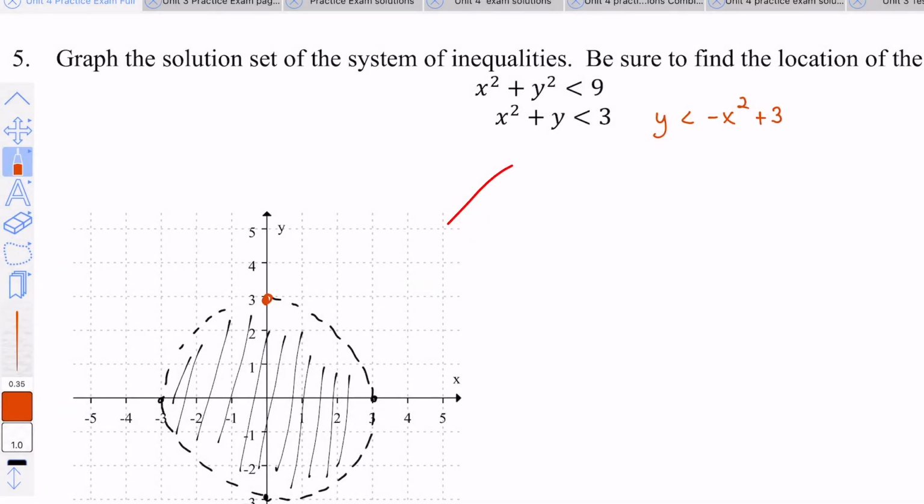Now we need to have a couple of other points on the parabola. So if I let x equal 1, for example, 1 squared is 1. 1 times -1 is -1. -1 plus 3 is 2. So when x equals 1, y equals 2. And we can use symmetry to reflect that point. And because it's just less than and not less than or equal to, again, this is a dotted boundary line and not a solid boundary line.